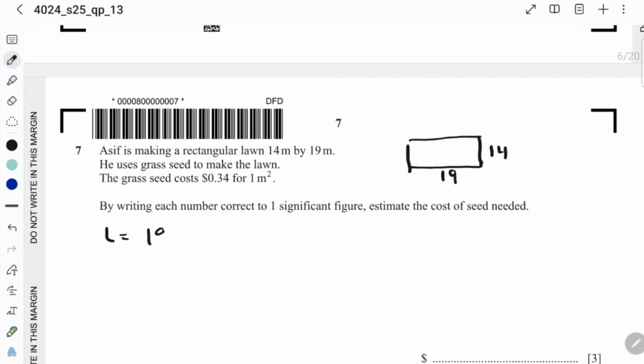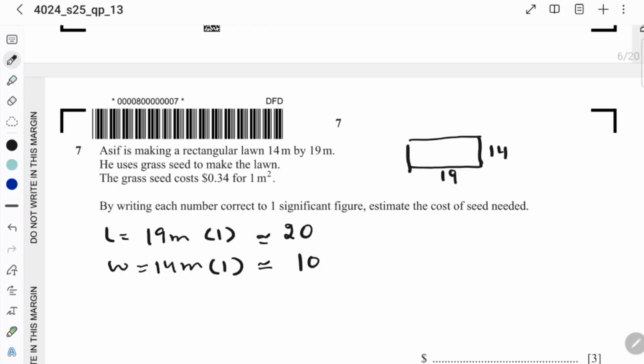The length is 19 meters, width 14 meters. We have to make it corrected to one significant figure. So one significant figure is 10 and 20. It is 20 and it is 10. We cannot write down only 2. We have to write down 20 because your answer should match with the question.